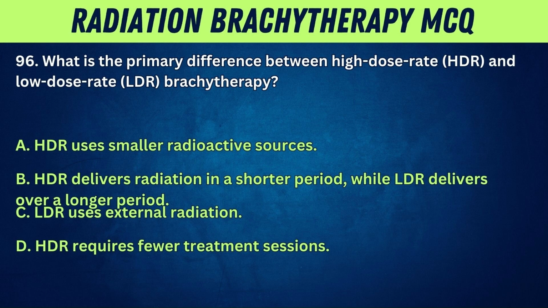96. What is the primary difference between high-dose rate, HDR, and low-dose rate, LDR, brachytherapy? A. HDR uses smaller radioactive sources. B. HDR delivers radiation in a shorter period, while LDR delivers over a longer period. C. LDR uses external radiation. D. HDR requires fewer treatment sessions.